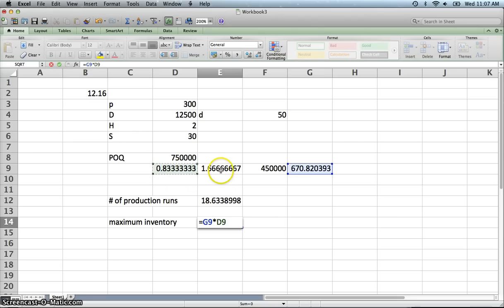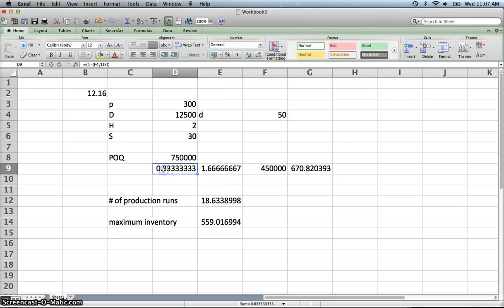I'm sorry, not that one. I think that might be the correct one. Let me double check. This one, yeah, this is the 1 minus D over P. So the biggest amount we would hold is 559. That's the maximum amount of inventory. Even though we produce 671, the highest amount of inventory we will ever hold is 559 units. And to get the average inventory, it would be half of that.